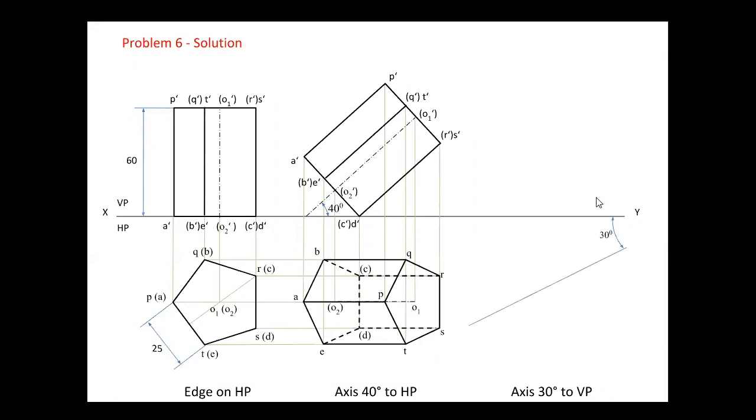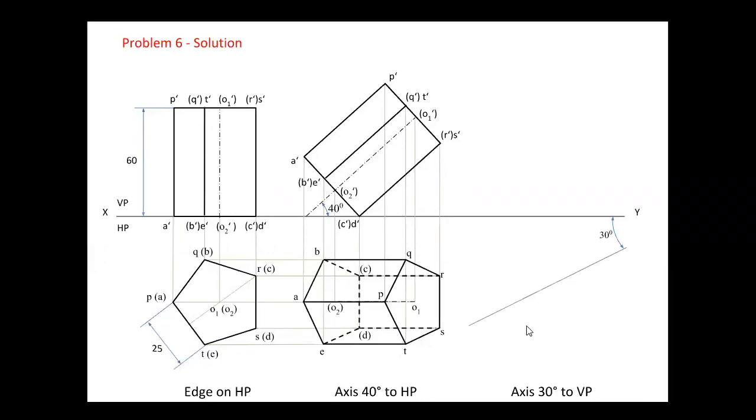So the first thing I'm going to do is draw a line at 30 degrees, because the axis is inclined at 30 degrees to the VP. When I see the length of the axis in this diagram, the front view, it is 60 mm. When I see the length of the axis in this diagram, it will be varying, that is from O1 to O2. O1 to O2 in this diagram is 60 mm. O1 to O2 in this diagram will be less than 60.